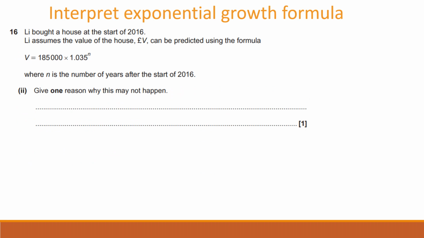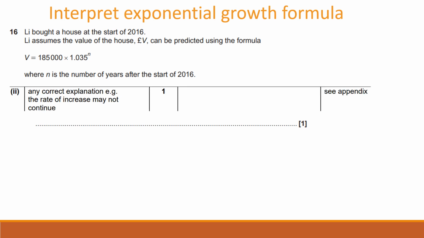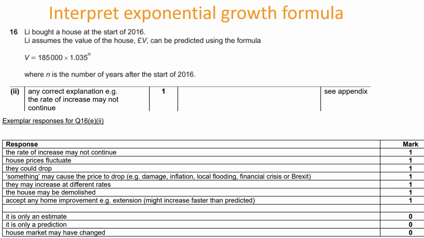Now in part 2, we've got to give one reason why this may not happen. Now this is worth 1 mark, you can see in the square box, and there are numerous answers you can give. I'm just going to show you the mark scheme so you can see what answers they were actually looking for. So any correct explanation, the rate of increase may not continue. And then it says see appendix. Now I'm just going to put up the appendix here. So this is some example of responses for question 16E part 2.